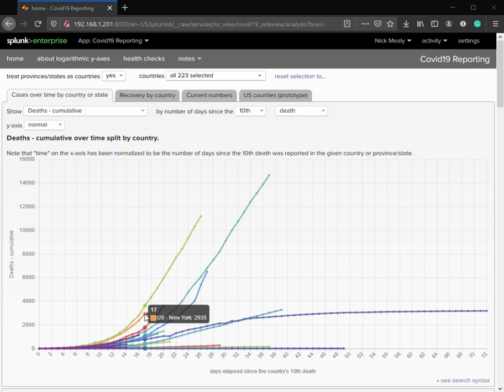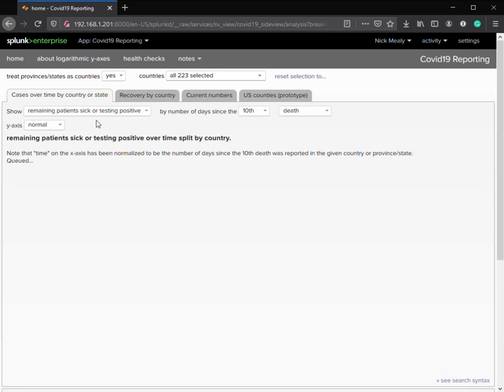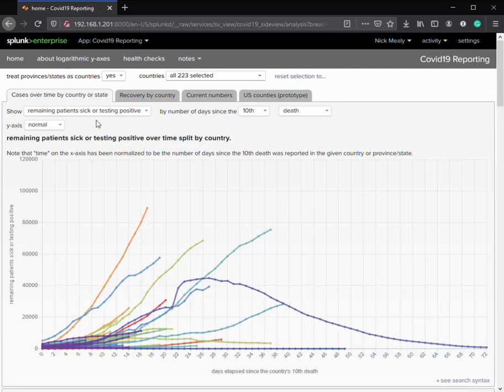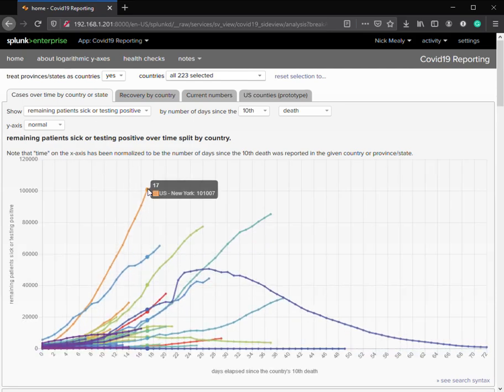It is, for one thing, really more about the doubling time than it is about the raw numbers. And this is also the chart of cumulative deaths, and the number of deaths lags behind the number of confirmed cases. Let's briefly switch over to confirmed cases. Actually, let's switch to remaining patients diagnosed or testing positive. Now, same color. It's the same. The U.S. New York is now at the top.